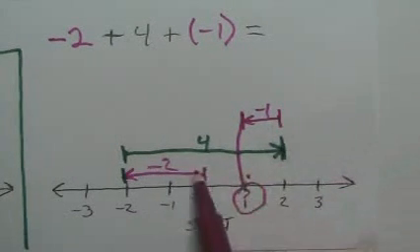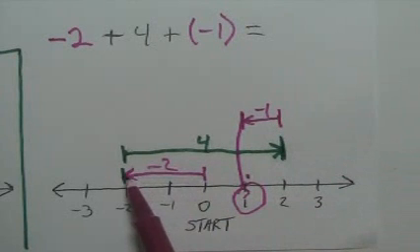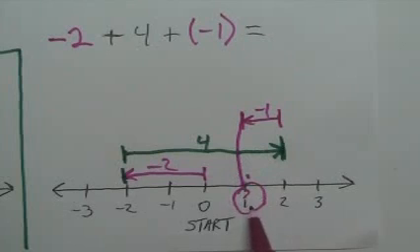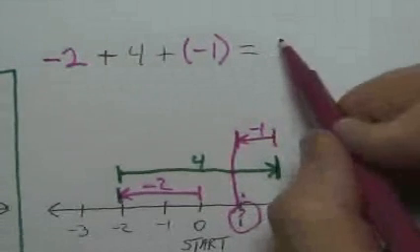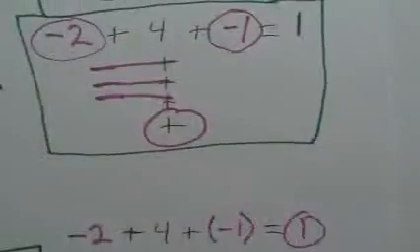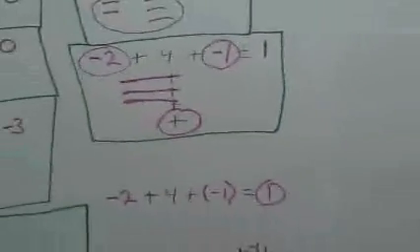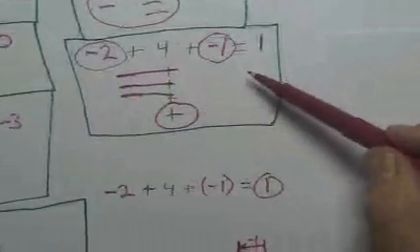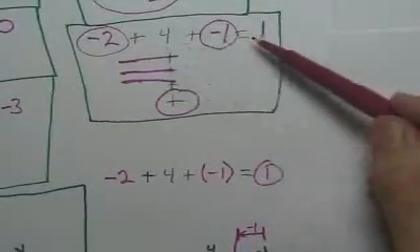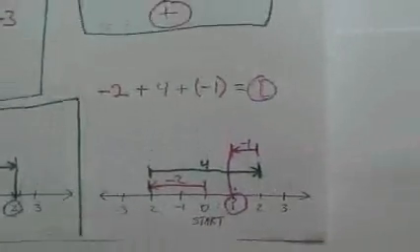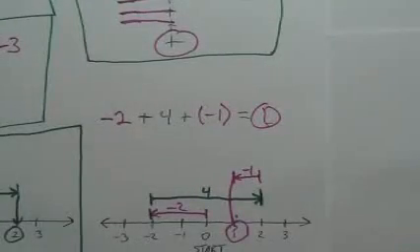My answer is 1. So if I go to the left 2, then to the right 4, and then to the left 1, I am at positive 1. The answer to this is positive 1. As a matter of fact, we did this same problem and demonstrated it using plus and minuses. This is a lot easier. With plus and minuses we got 1, and using the number line, again, we got 1. So 2 ways of modeling the same problem.